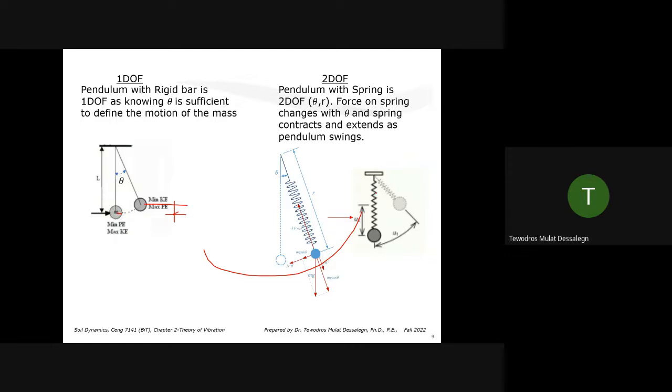For example, this theta will tell you exactly what location it is. However, the spring is contracting when the mass is at the top. It's shorter. So you need another coordinate, r. So you need r and you need theta. These two are sufficient to define the motion of this spring mass pendulum system. So it's a 2 degree of freedom system.